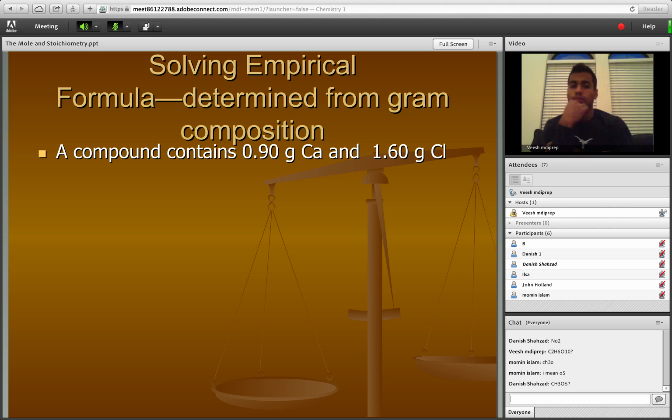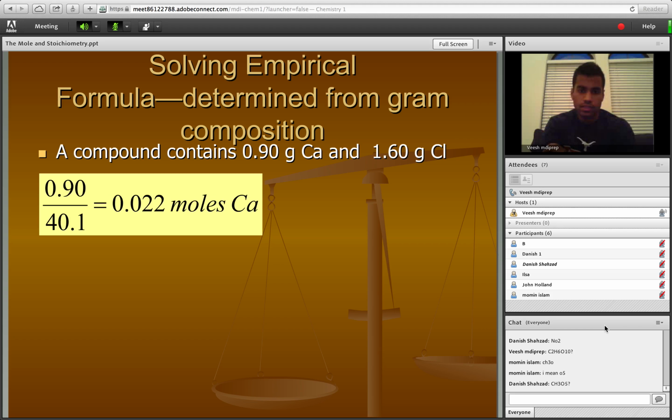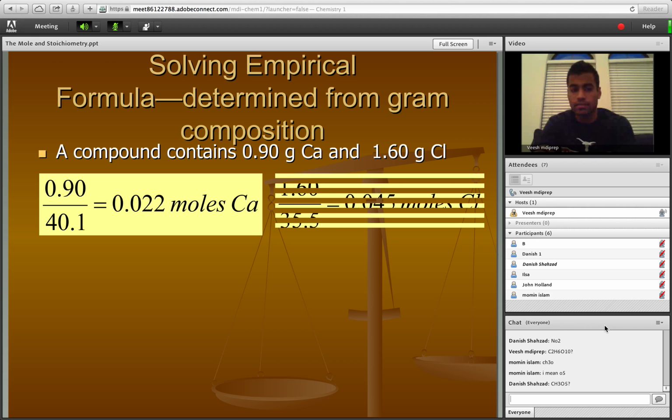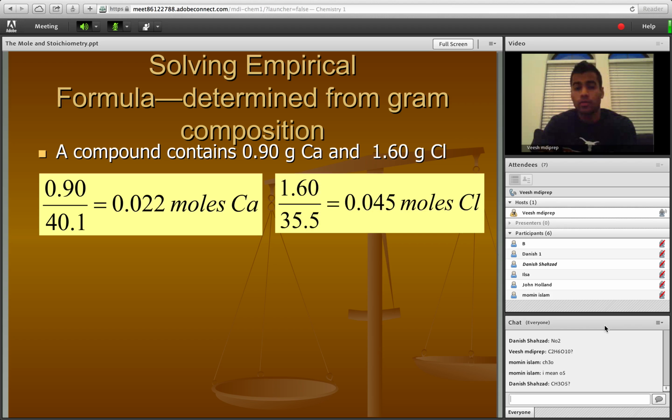So the example says the compound contains 0.9 grams of calcium and 1.6 grams of chlorine. So to figure out what the actual molecular formula of this is, or empirical formula, let's see. So the first thing you would do is you would take the grams and you'd convert it to the number of moles. So 0.9 grams of calcium converts to 0.022 moles of calcium. And the 1.6 grams of chlorine converts to 0.045 moles of chlorine.